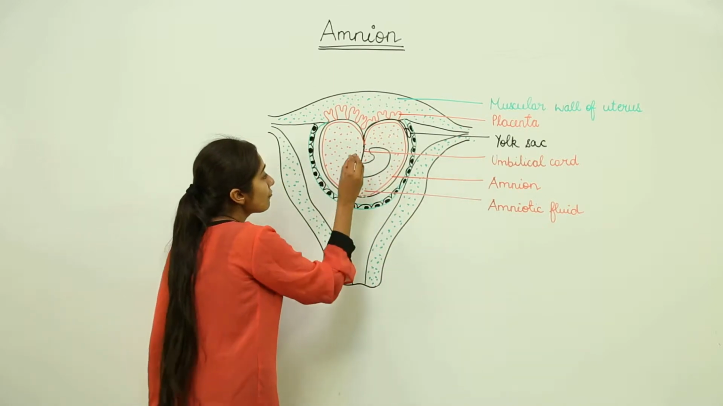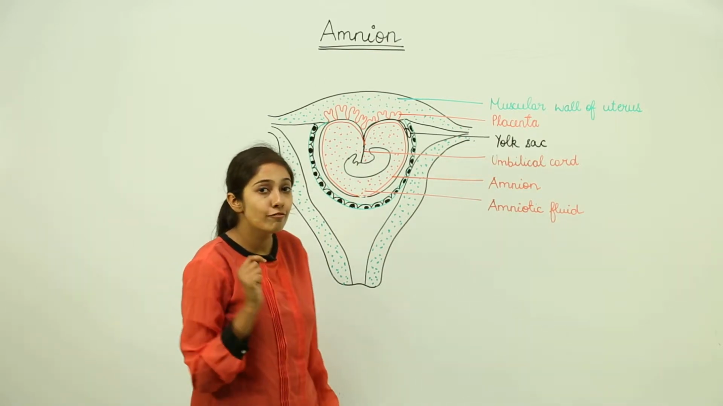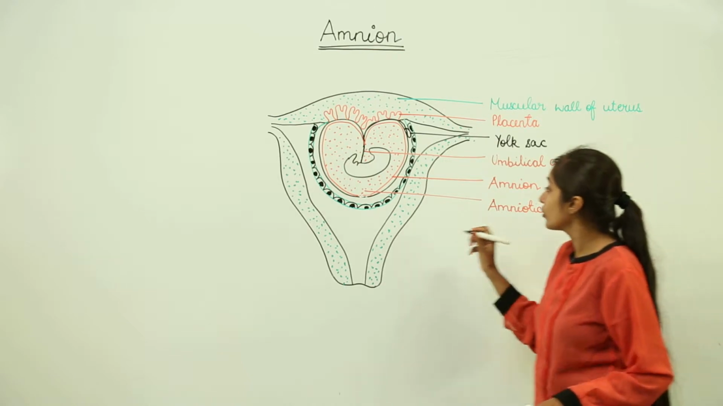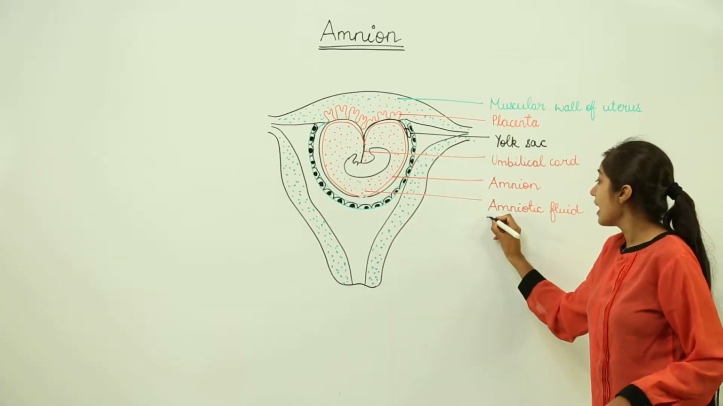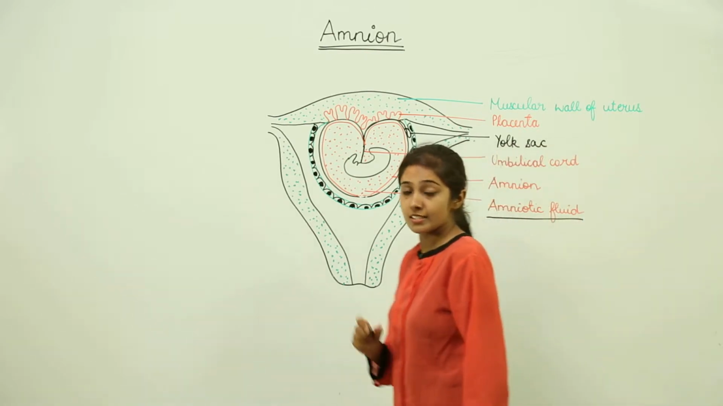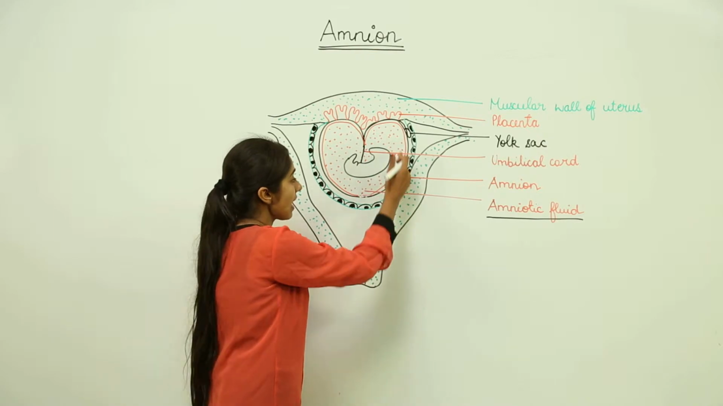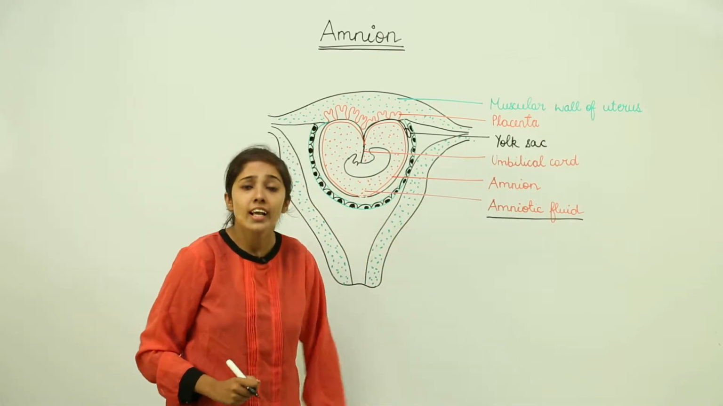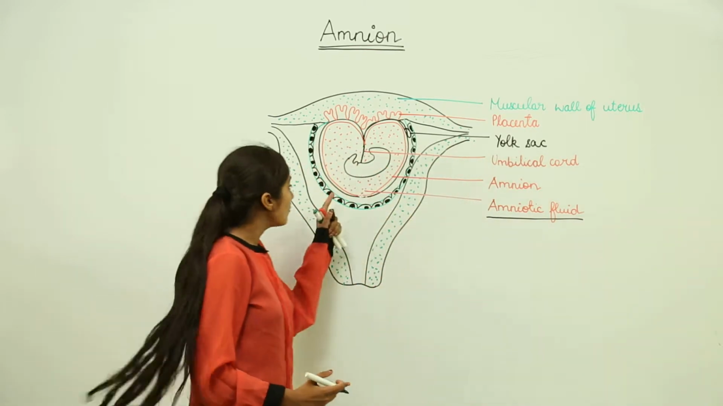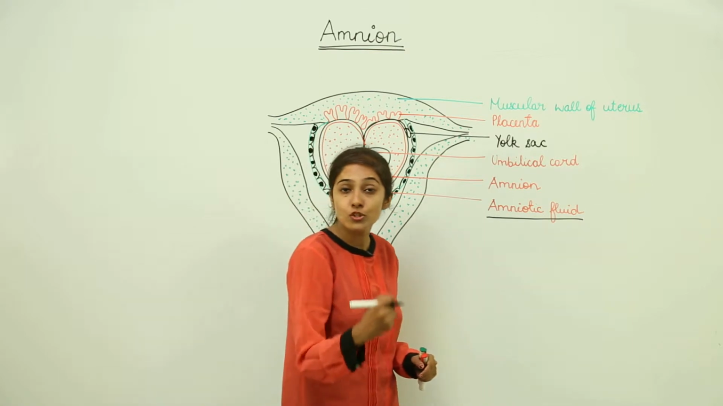Now between the fetus and this sac, this amnion, we have a fluid that we call as amniotic fluid. What do we call it? We call it amniotic fluid. Now this amniotic fluid is the fluid that is there between the fetus and the sac that we call amnion. That is why it is named amniotic fluid. Now this amniotic fluid has many important roles to play.